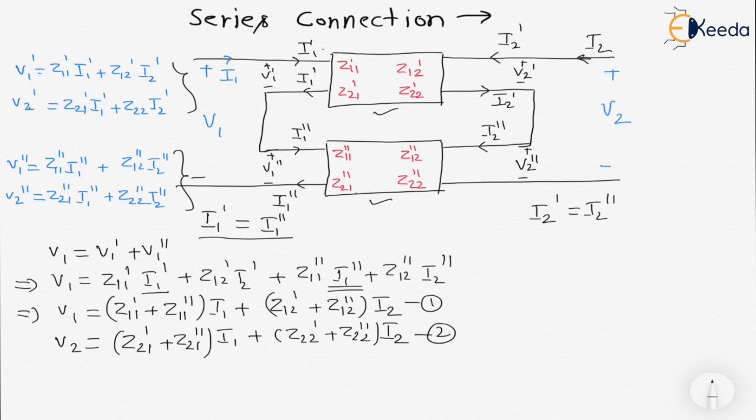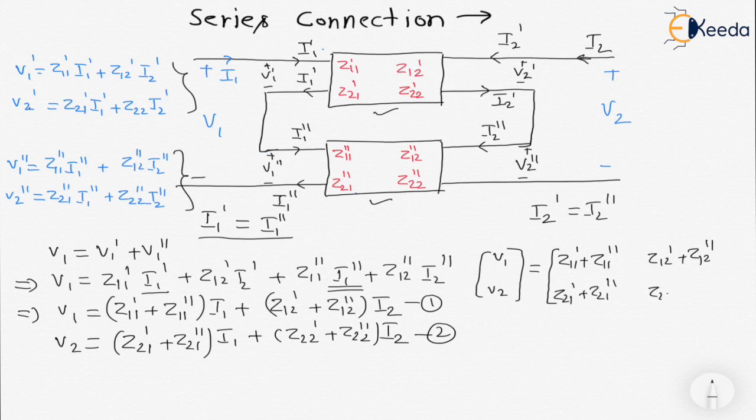And we can write it in terms of a matrix also. The matrix V1, V2 will be equal to Z11 dash plus Z11 double dash, Z12 dash plus Z12 double dash, Z21 dash plus Z21 double dash, Z22 dash plus Z22 double dash, and here it will be I1 and I2.